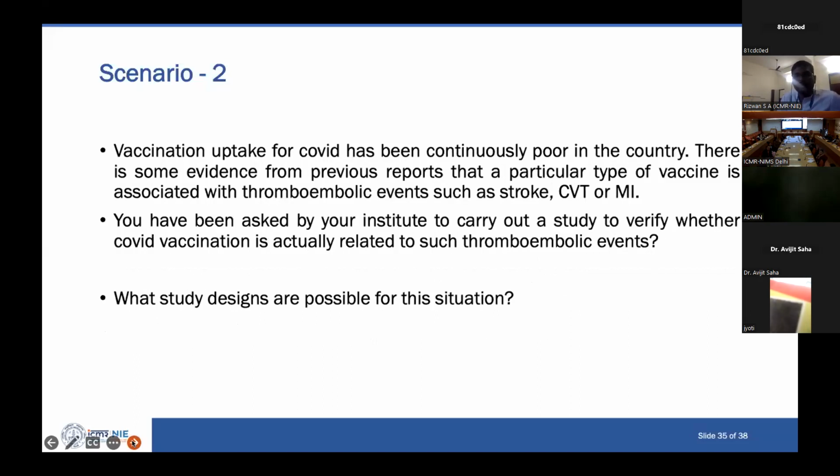Let us look at another scenario. Scenario 2. Vaccination uptake for COVID has been continuously poor in the country. There is some evidence from previous reports that a particular type of vaccine is associated with thromboembolic events such as stroke, CVT, or MI. You have been asked by your institute to carry out a study to verify whether COVID vaccination is actually related to such thromboembolic events. For this situation, what do you think is the appropriate study design?